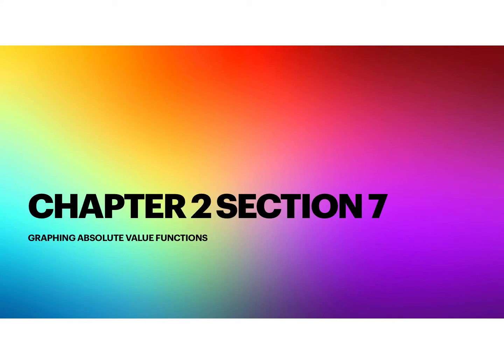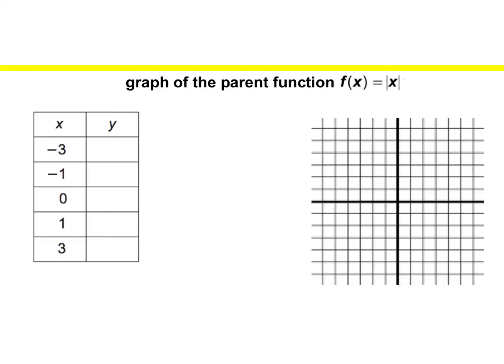So 2.7, we're going to learn about graphing absolute value functions. So we're going to graph our parent function, which is this absolute value of x. We're going to graph just by plugging in numbers for x, getting values for y, and then plotting our points. So remember, this is your x-axis, this is your y-axis. So the first number, you're going to move left to right. The next one, you're going to go up or down.